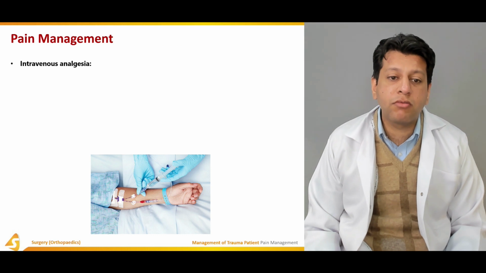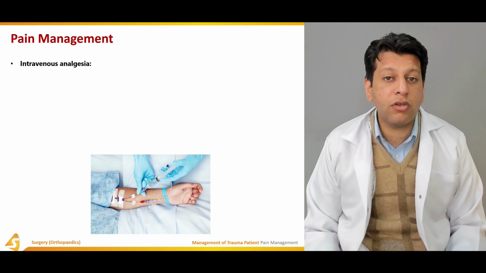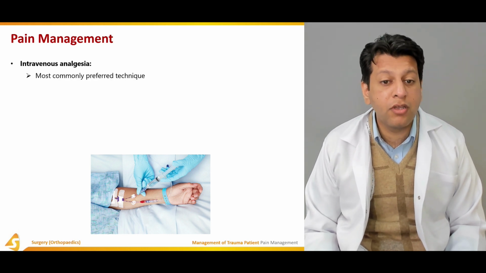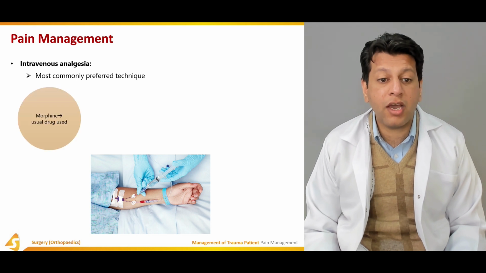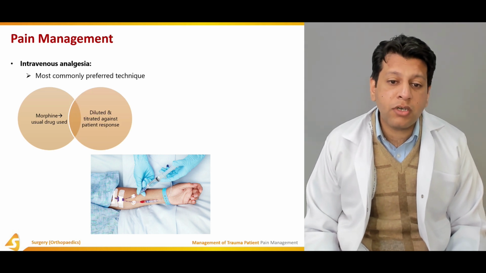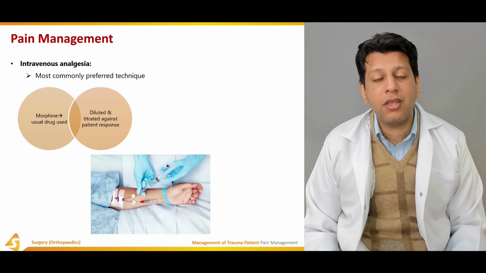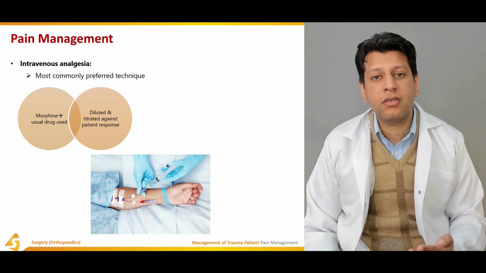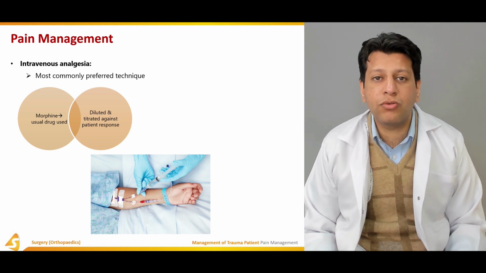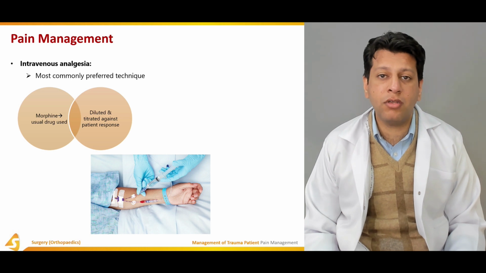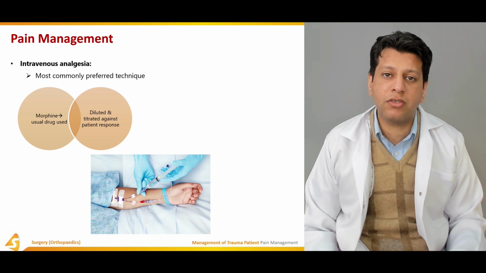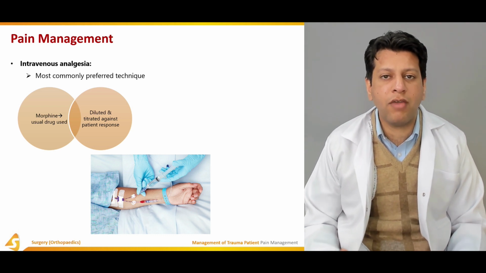So pain management could be through IV analgesia. Usually now the most common mode is patient controlled analgesia. That is, the patient takes morphine. Most commonly it is the preferred technique by IV, and morphine is the most commonly used drug. Actually, it's diluted and titrated against the patient's response. There's a machine which controls the dose regimen of the morphine that can be injected into the patient, and if the patient feels pain, he or she can just press the button, and morphine goes through to the IV system of the patient.